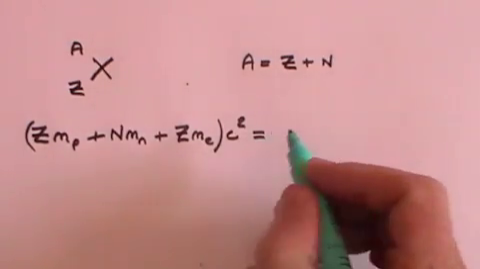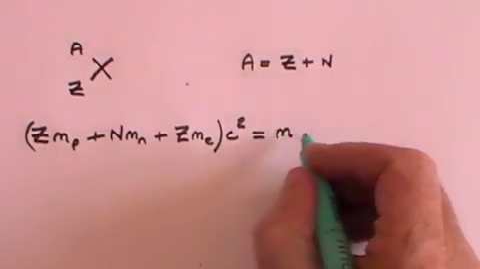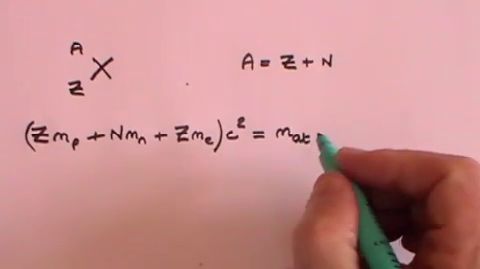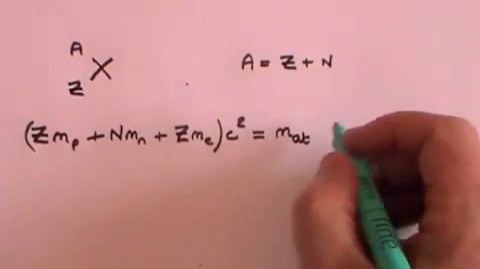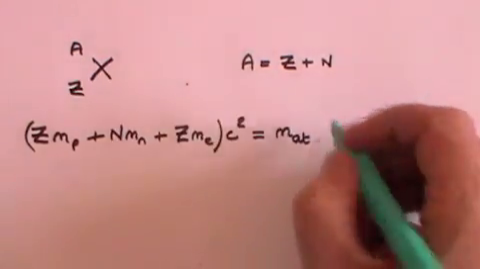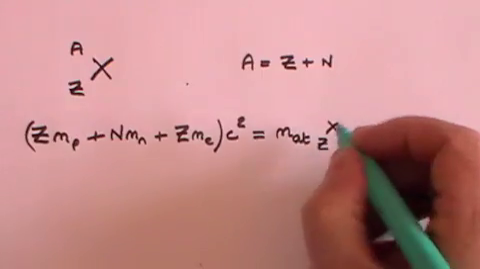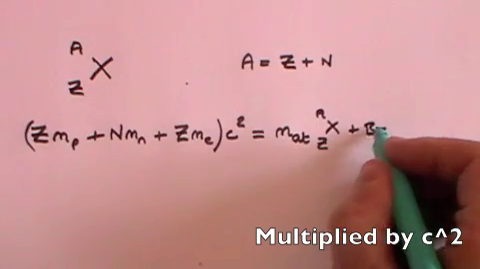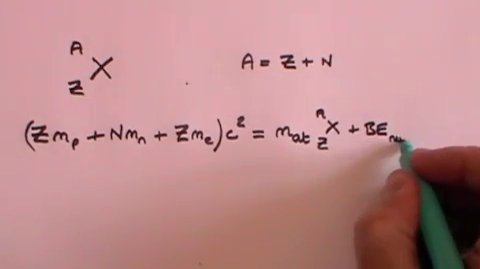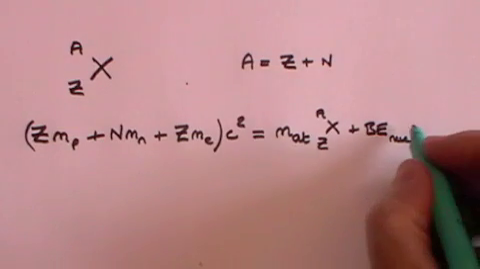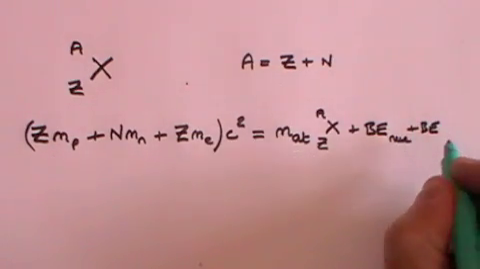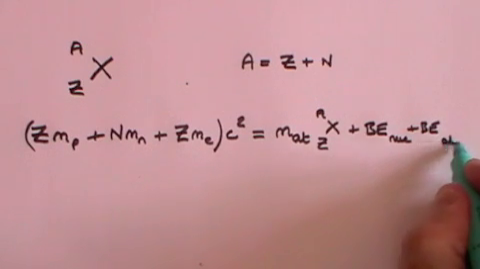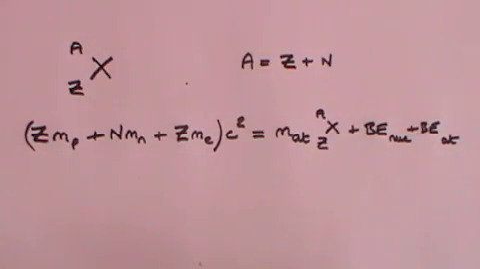And that is going to be equal to the atomic mass, so I'll put M_at, atomic mass, of this element X, with Z and A, plus the binding energy of the nucleus, plus, if I can get it in, the binding energy of the atom. Because remember, not only is the nucleus bound, but the atom is bound.